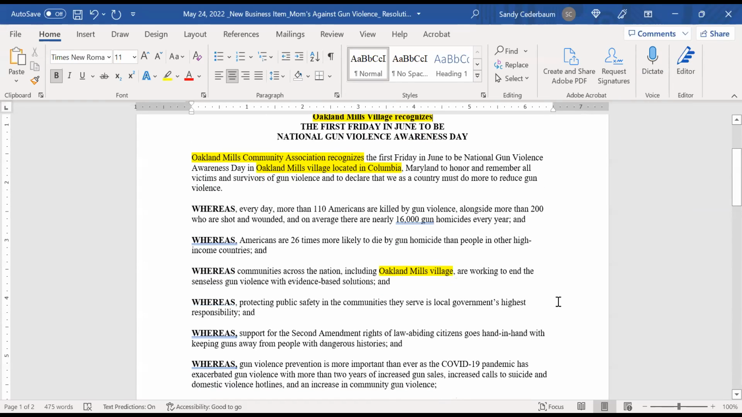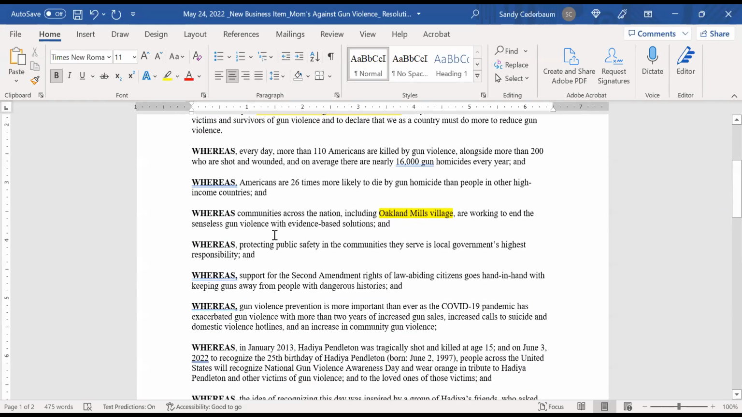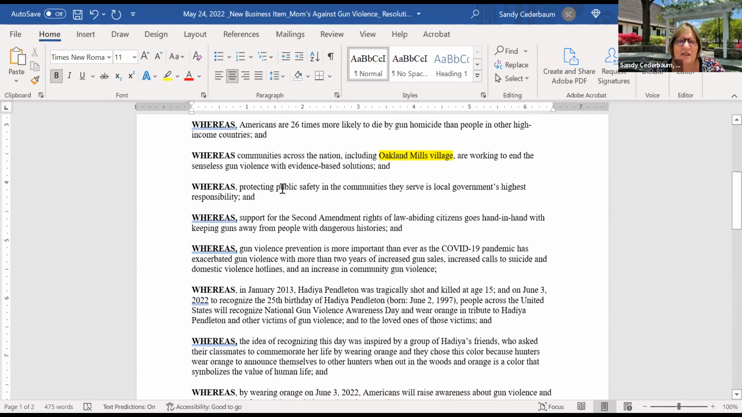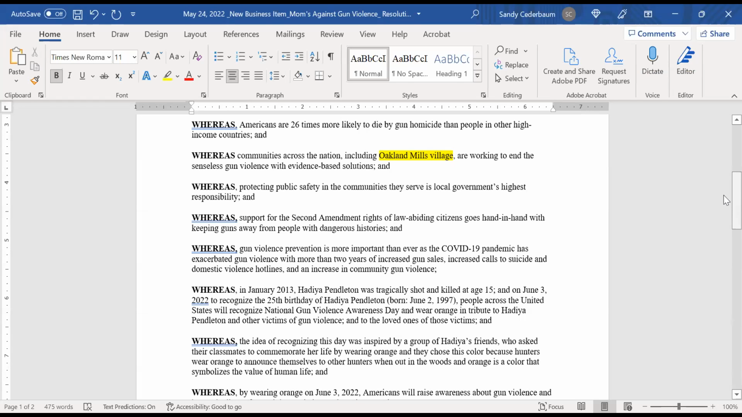Wait, excuse me, I think there's one more. My mic was off. Under Oakland Mills Village, "whereas protecting public safety in the communities they serve is local government's highest responsibility." We could say it is Oakland Mills Village Board's responsibility, not the highest necessarily. I think we should leave it, because really the lowest level of government that officially has a public safety function is, for us, Howard County. Police and fire and rescue are all Howard County. Okay, I withdraw it. Thank you.